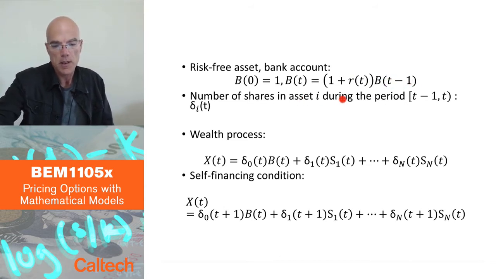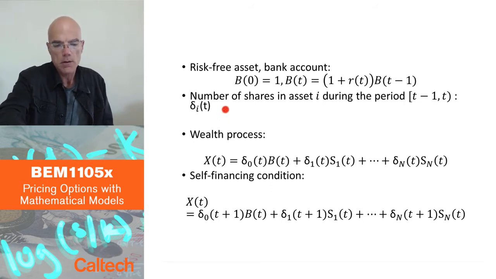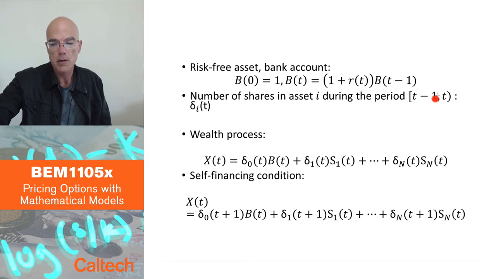The number of shares in asset I during the period T minus 1 to T is denoted delta I of T. Maybe it's not the best notation, in the sense that this is already known: at the beginning of the period T minus 1 you decide how many shares to hold in asset I. That's denoted delta I of T. So during the T period, that's the notation we use.